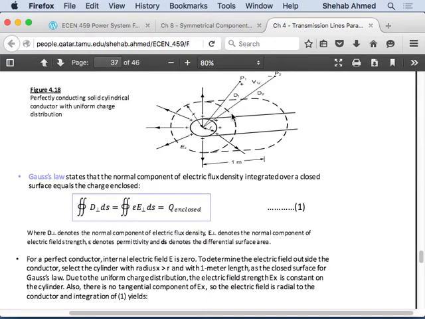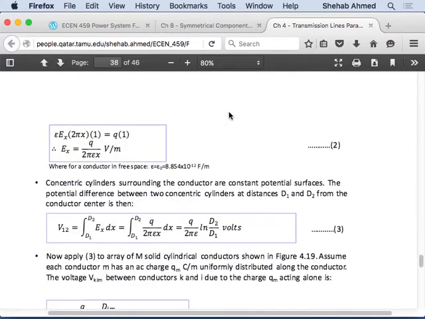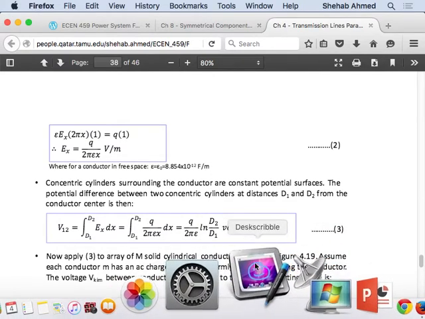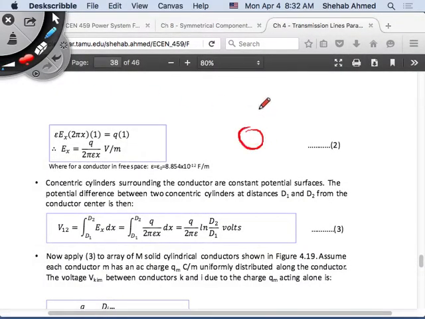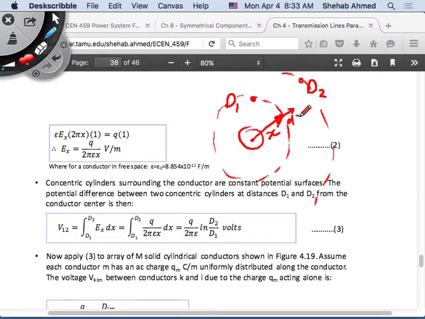To do that, I would have to integrate the electric field based on the distance away from the conductor. So I would integrate it from a point D1 to D2 in space around the conductor. This is the conductor. I have point D1 here, point D2 here. And this is my distance x, so this is my dx, right?